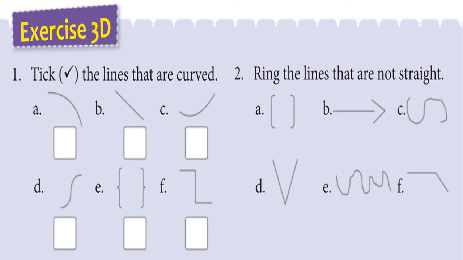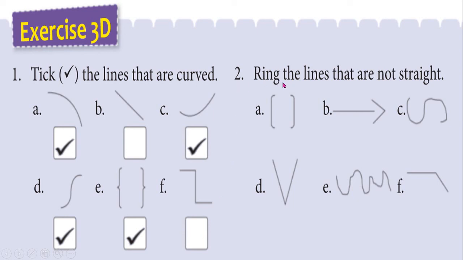Now let us answer these questions in exercise 3D. Question number 1. Take the lines that are curved. In question number 1, we have 6 sub-questions A to F, in which we need to tick the box corresponding to the curved lines. In A, we have a curved line here. See, this is a curved line, and we will put a tick mark here. B, this is a straight line, so we will not put any mark here. C is again a curved line, we will put a tick mark here. D is a curved line, put a tick mark. E is again a curved line. Look here, it has a part curved and a part straight, and anyhow it has a curved line, so we will put a tick mark here. F is purely made of straight lines, so we will not put any mark here.